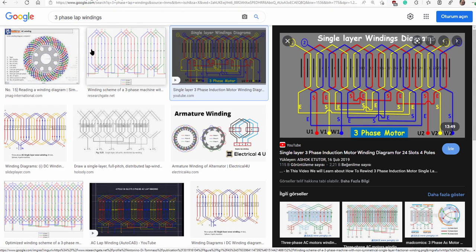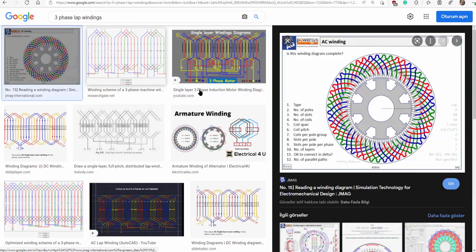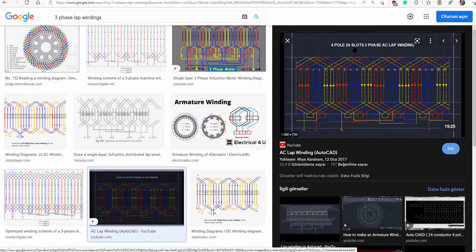And let me show you another one that is also good, how it look like. Q is you see Q is 2. Okay, that's a good image. Salient pole synchronous machine. You see salient poles in rotor, and then here's the stator. Okay, you see again a 4-pole AC lap winding.